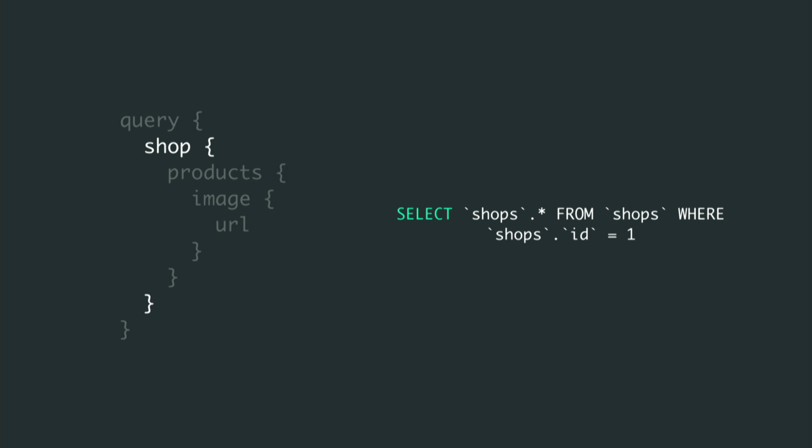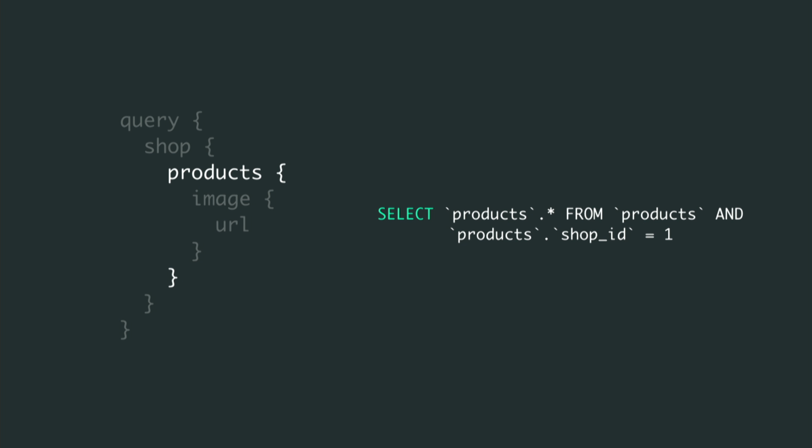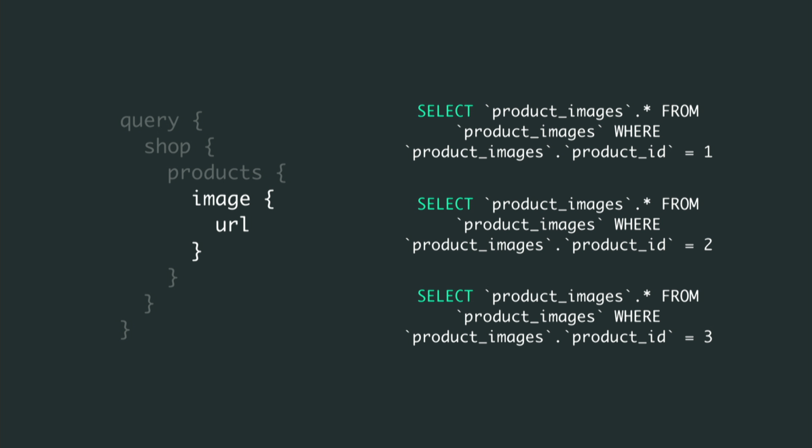So for example here, we might have shop here. That's going to select shop from our MySQL. We're then going to fetch products, which is also pretty simple, as we're just fetching products where shop ID is 1, right? But if you go down to the image resolver here, turns out it's going to be called 3 times, and it's going to do 3 queries in MySQL. And that's a little awkward. That's not necessarily what we want.